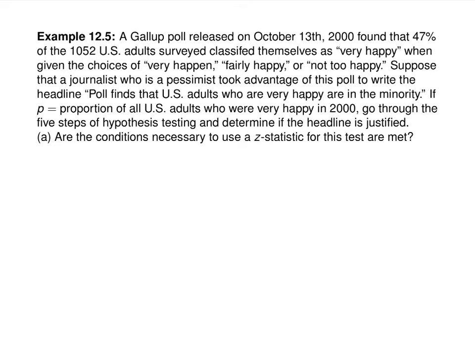So a Gallup poll released on October 13th of 2000 found that 47% of the 1,052 U.S. adults surveyed classified themselves as very happy, when given the choices of very happy, fairly happy, and not too happy. Suppose that a journalist who is a pessimist took advantage of this poll to write that the poll finds that U.S. adults who are very happy are in the minority, because minority means less than 50%, right? So if P is the proportion of all adults who were very happy in 2000, go through the 5 steps of testing to determine if this headline is justified.